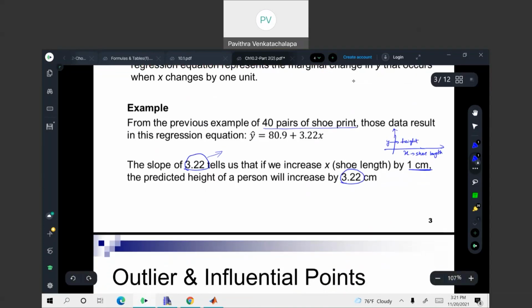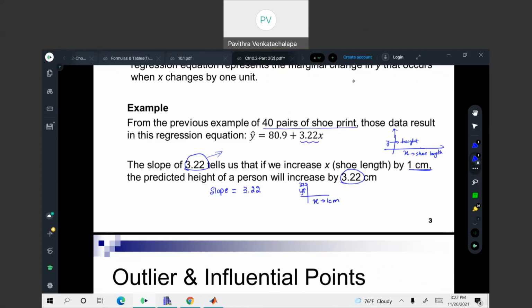Okay. Now let's say I told you that slope equals 3.22, right? This one. Slope is equal to 3.22. The meaning is if I increase x by 1 centimeter, y increases by 3.22 centimeter.